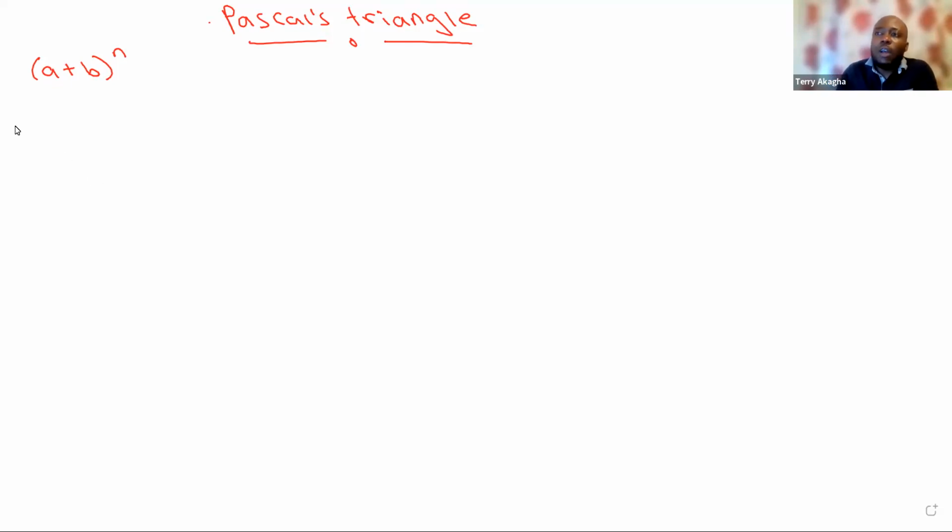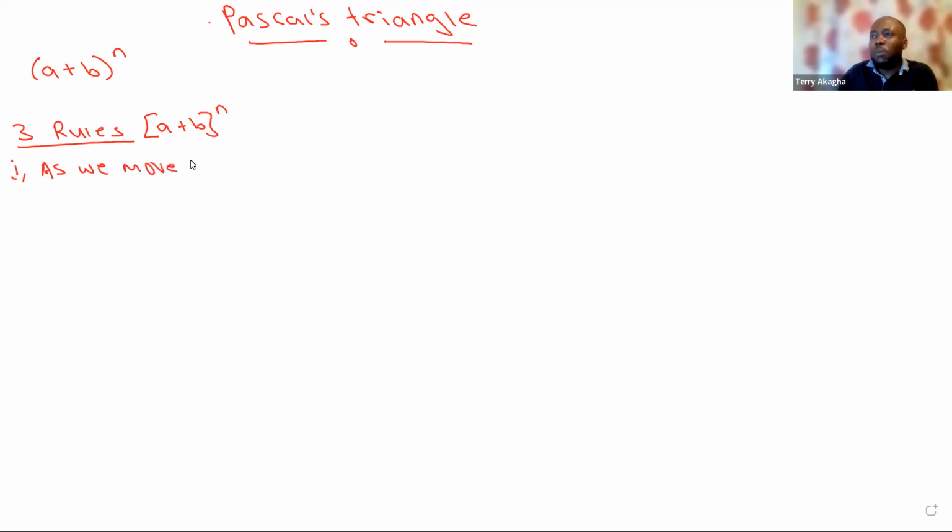Now, for Pascal's triangle, there are 3 rules that you have to keep in mind. So when you have (a + b) raised to power n, the n is a positive integer. The first thing you have to know is that as we move from left to right, the power of a will decrease from n to 0. That making sense? I'm going to solve an example, don't worry.